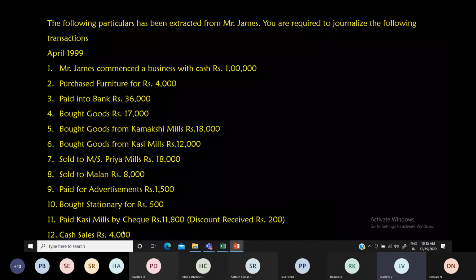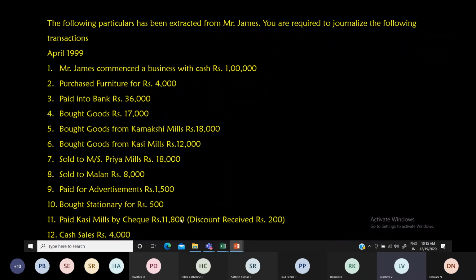On 11th, paid Kasi Mills by check rupees 11,800. Discount received rupees 200. So you're paying Kasi Mills. Just go through what transactions you have had with Kasi Mills right from the beginning, how much you have to pay on that date, and how much you are paying now, whether you are receiving discount or giving him discount. That you have to consider. In this question, discount received they have given in bracket 200. Okay, so no problem. Or else, if they mention in full settlement of his account, then you have to go through everything and find out.